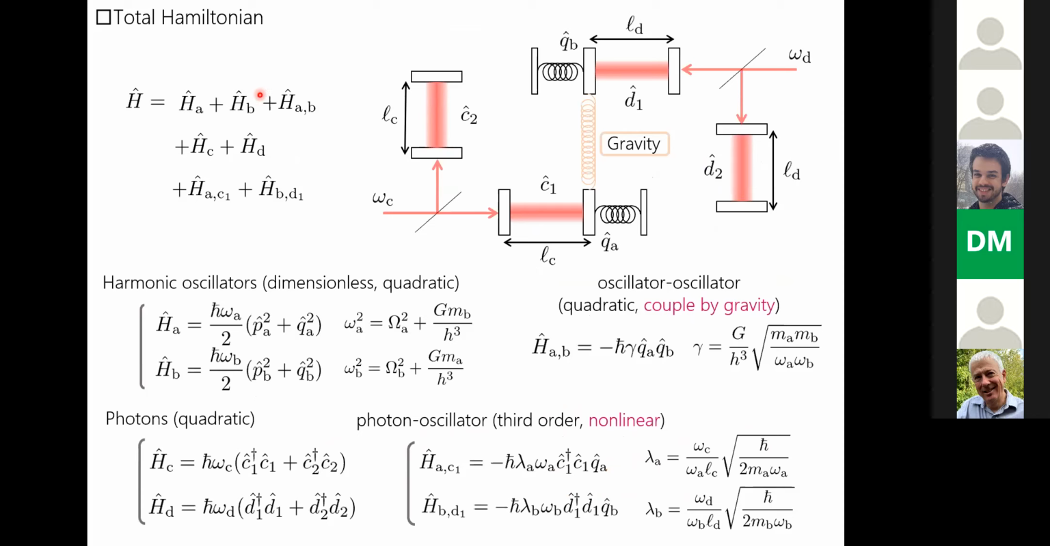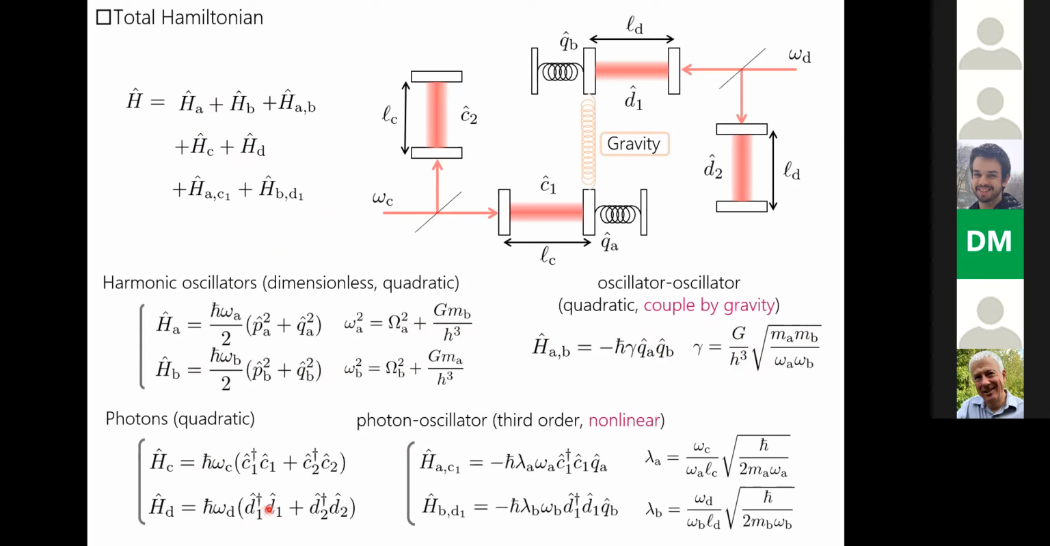The Hamiltonian of the total system has seven parts. Each part is given as follows. HA and HB are the Hamiltonians of each oscillator, where Q and P are the dimensionless position and momentum, and omega A and omega B are the frequencies of the oscillators. HAB corresponds to the interaction by gravity between the oscillators. Roughly speaking, the coupling constant gamma is determined by the Newtonian constant.